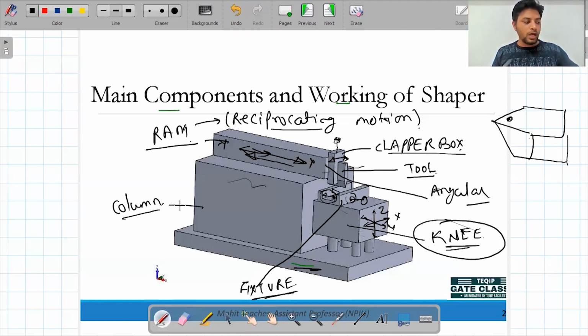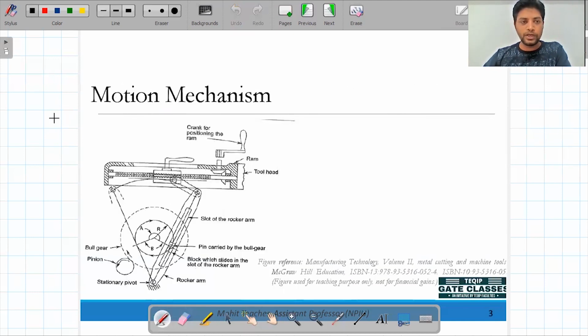Whatever width you have taken, accordingly we divide that, and we take this feed, and the material is removed. So this is basically the process. Now the important part is what we are using in the column over here, which mechanism. I will explain that in that part. Let's move to the next one.